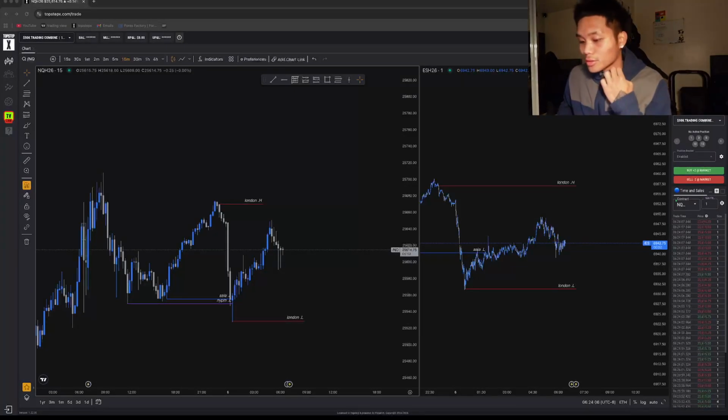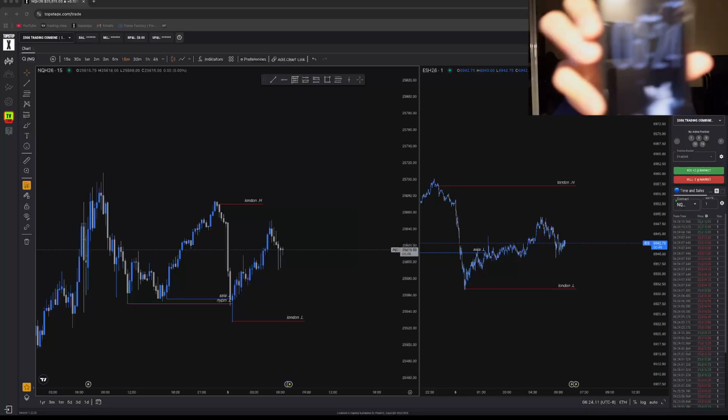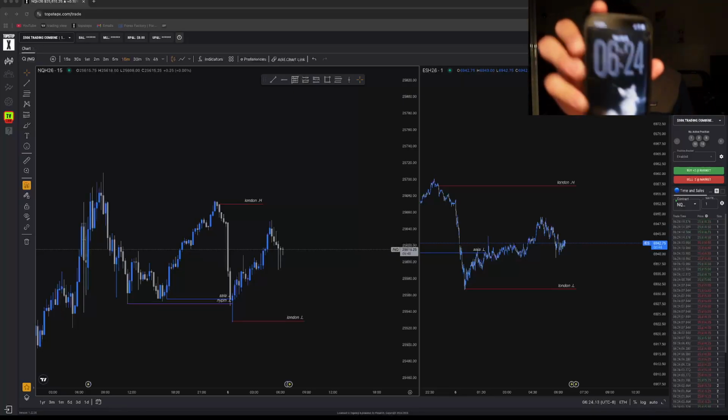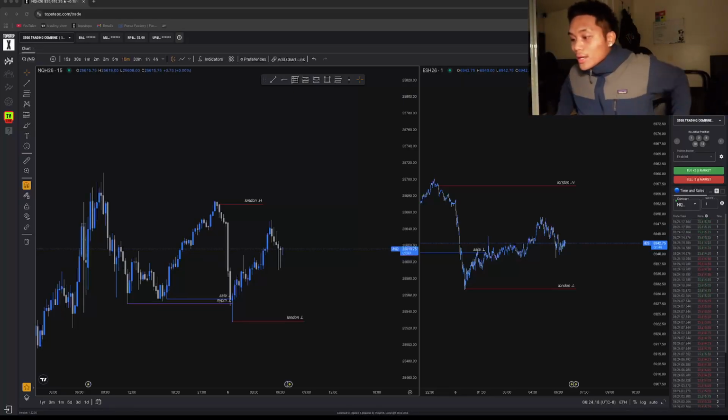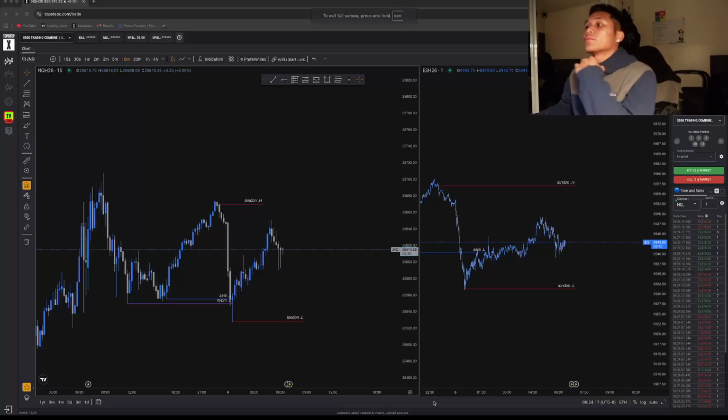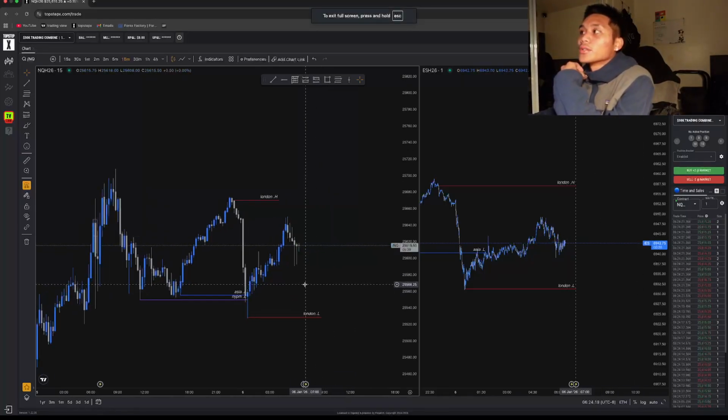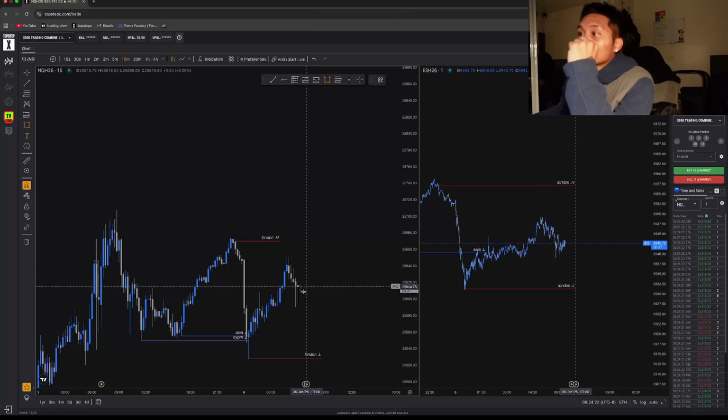All right, so it is around, let's show the time here, 6:24 a.m. West Coast time, and what I'm going for here is an opening range breakout pre-market. So let's see here. This is a 6:15 candle that is still forming.